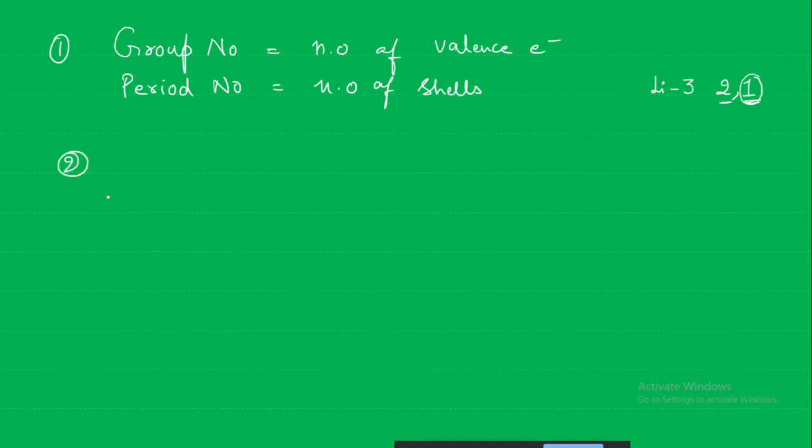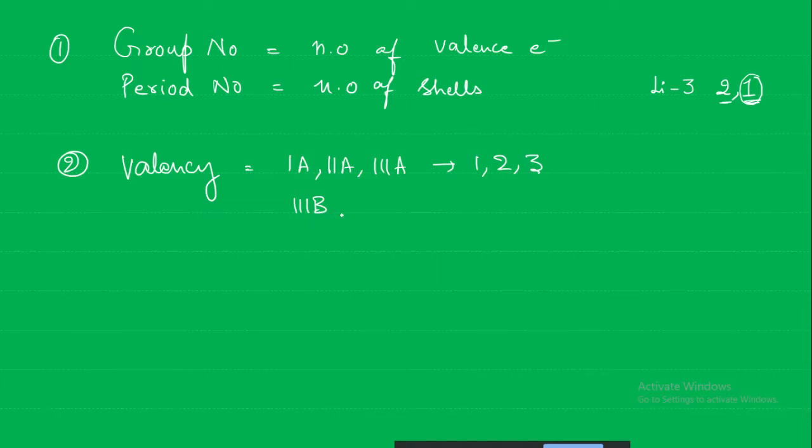Next, valency. How can we tell the valency? For 1A, 2A and 3A, directly the valency will be 1, 2, 3. But for 3B, you can open your textbook, the periodic table. That is always good whenever we are discussing the periodic table. Always keep referring to the periodic table, so you will be able to understand better.